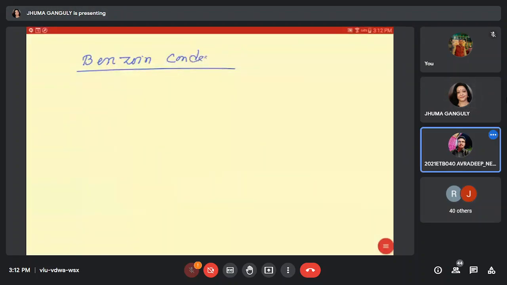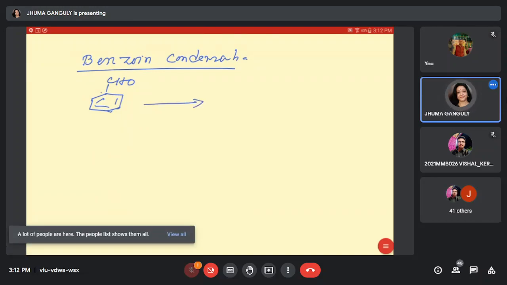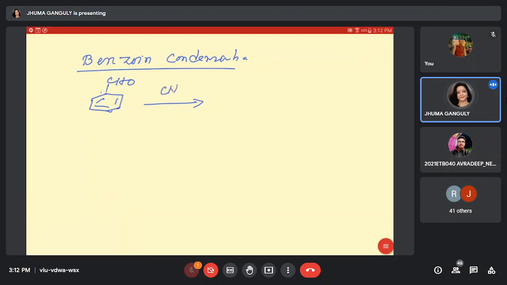Benzaldehyde. First, we will take benzaldehyde, C6H5CHO. Then, in presence of, what is the reagent here? Cyanide, CN minus, KCN or NaCN. CN minus we need. Then the product is benzoin. So, what is the structure of benzoin? This is actually a catalyst.